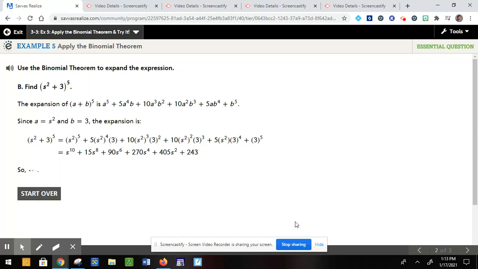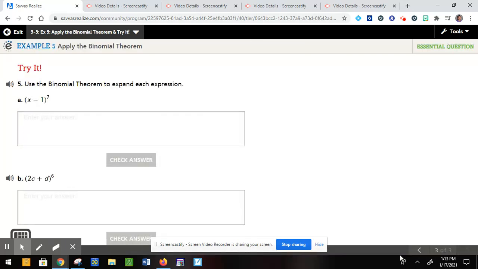That's it. So s squared plus 3 to the fifth power is equal to all that. All right, let's take a look at the last one they want us to do here. So we're going to use binomial theorem to expand all that. Why don't you try both, come back, and then we'll compare answers.